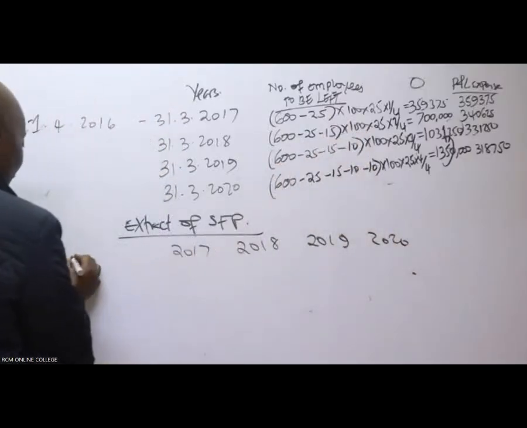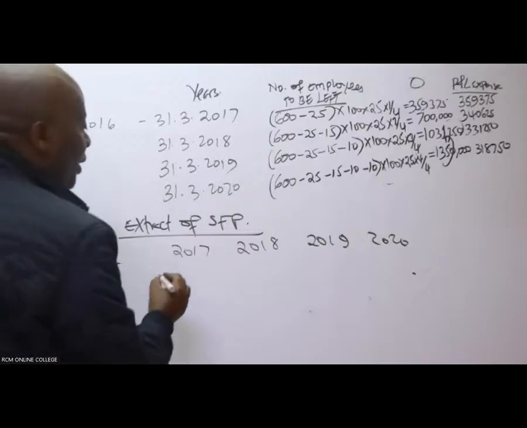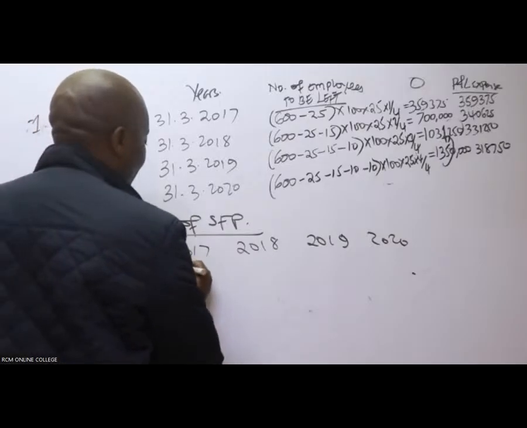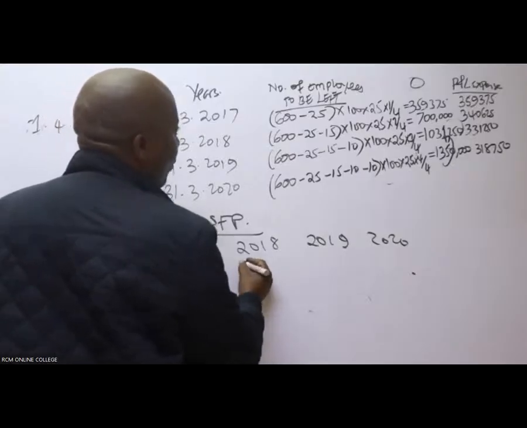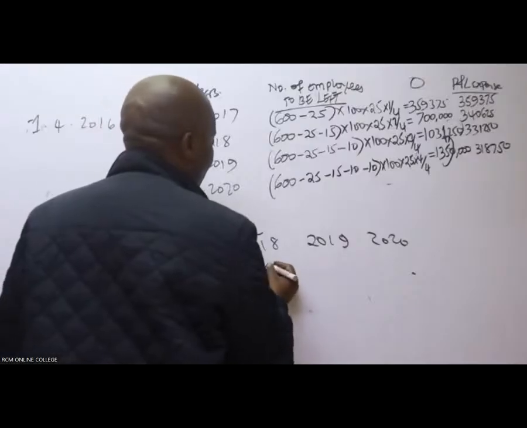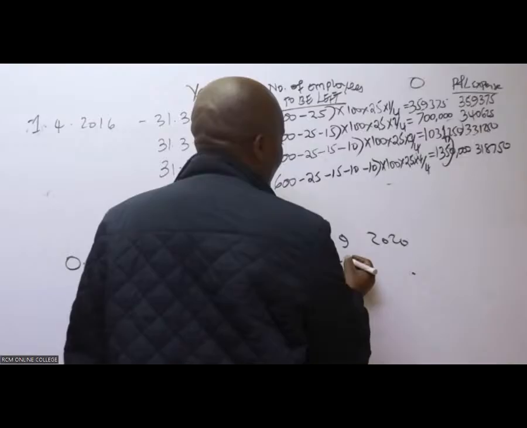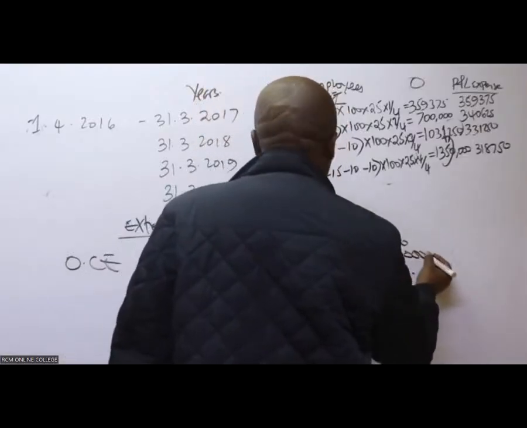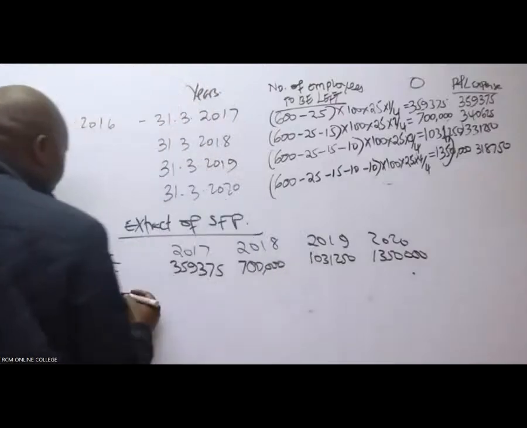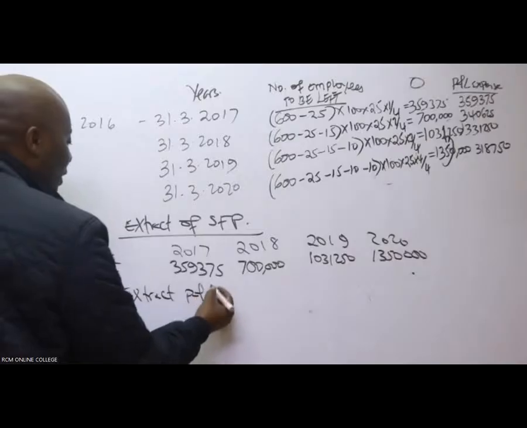So we have here other components of equity. So we have here 359,375. We have here 700,000. We have here 1,031,250. And we have here 1,350,000. That is it. And then we have the extract income statement, the extract P and L.